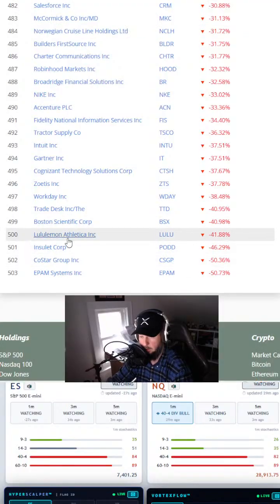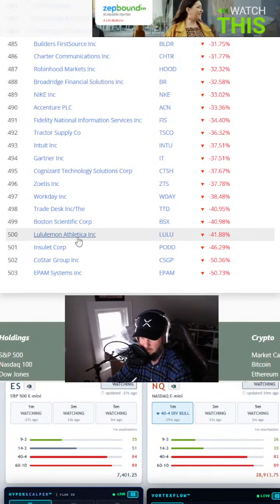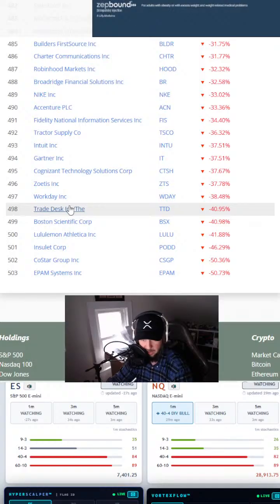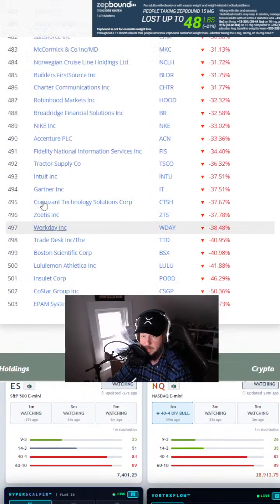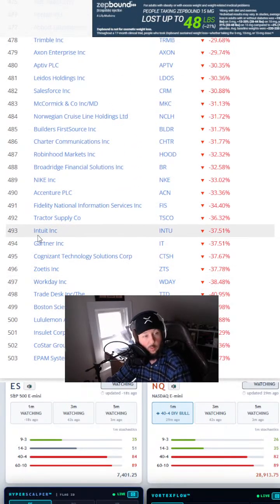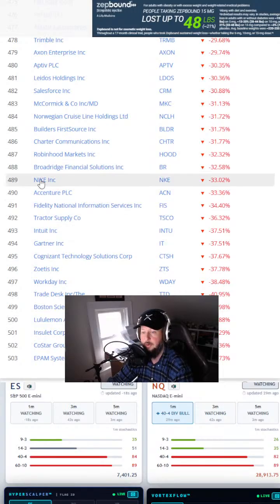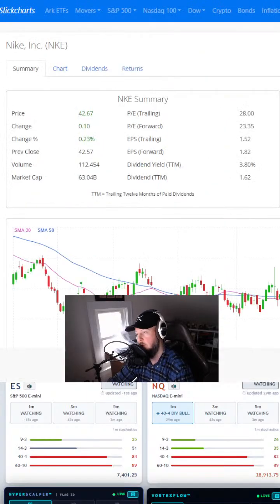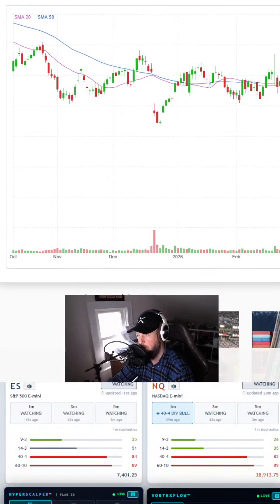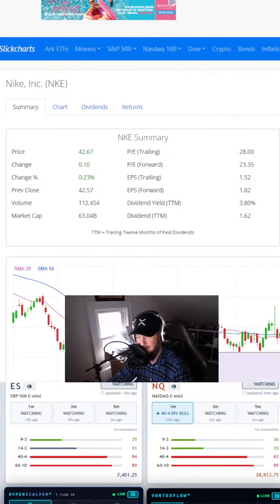So Lululemon is down 41%. Lululemon's a great company. The Trading Desk, they're down 40%. Intuit, QuickBooks, your taxes, that's down 37%. I did a trade on that earlier. Nike's such a solid name. You know, it's been around forever. They're going through a bunch of rebranding and stuff. They're a beaten up stock.